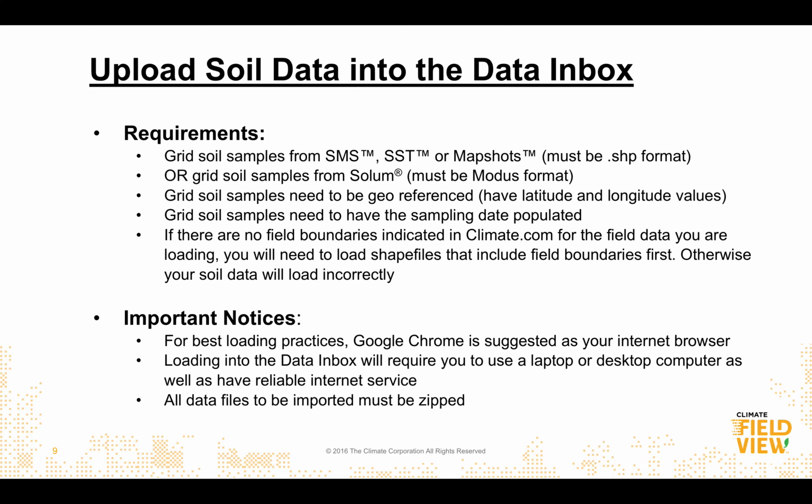Now those gridded soil samples need to be georeferenced, so they will need to have a latitude and a longitude value associated with them. They will need to have a sampling date populated in the file as to when the samples were taken. And finally, if there are no field boundaries in your climate.com account for the soil data that you are trying to import, you will need to load those shapefiles that include the field boundaries first. Otherwise, the soil data won't load correctly. So don't load soil data until you've loaded field boundaries. And we will show you how all that works in a minute when we get into the live product.